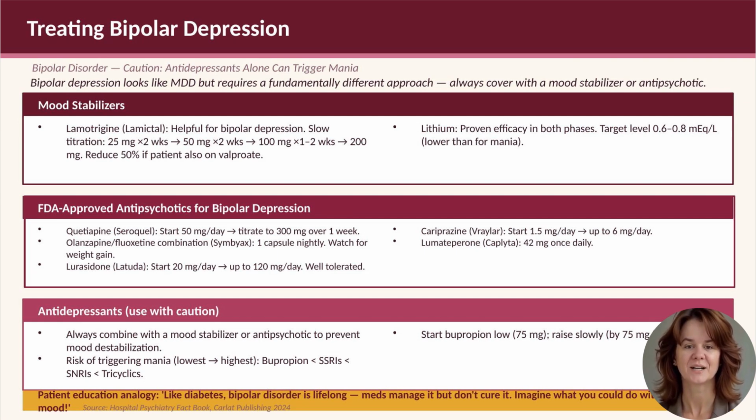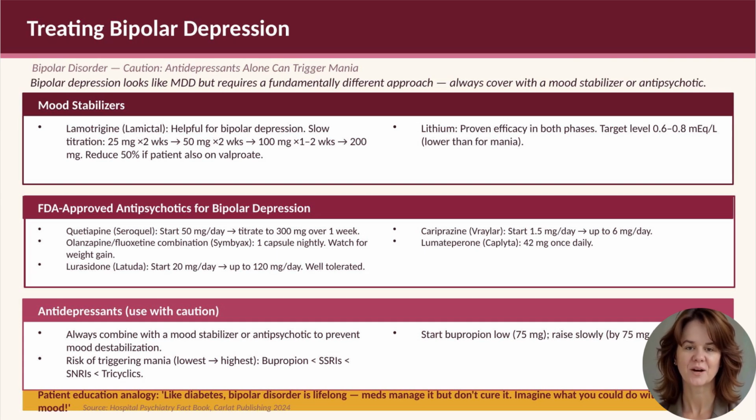Antidepressants such as SSRIs or bupropion may be used cautiously as adjuncts, but only in combination with a mood stabilizer or antipsychotic and never as monotherapy due to the risk of inducing mania. Bupropion may be chosen for its lower risk of sexual side effects and weight gain, but still carries activation risk.